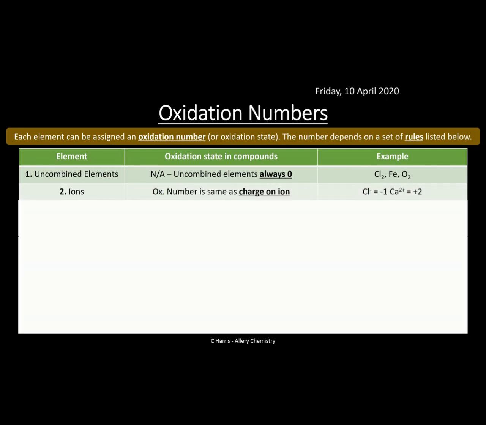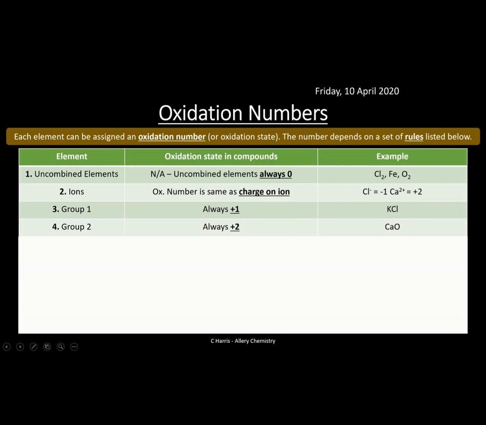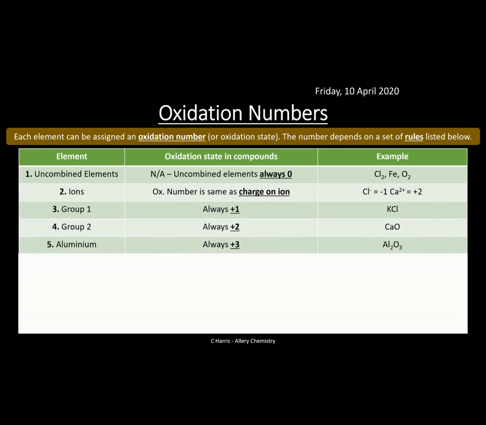Ions have an oxidation number that's the same as the charge of the ion itself. So for example, Cl- has an oxidation state of -1, Ca2+ has an oxidation state of +2. Group 1 elements are always +1. So potassium, for example, in potassium chloride, potassium is in group 1, so it always has a +1 charge. Group 2 always have a +2 charge, so for example, calcium in calcium oxide. And group 3, not all of group 3, but aluminium always has a +3 charge, always. So wherever you see aluminium in a compound, you can assign it an oxidation number of +3.